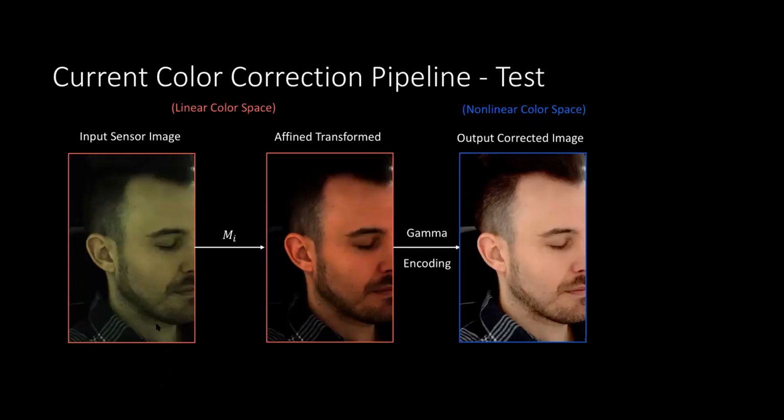At test time, we have an input sensor image, and we have the corresponding transformation matrix already estimated. So we can apply it to get the affine transformed image. But both of these are still in the linear color space. To display it correctly on our monitor, we do the gamma encoding. So we get the conceptually very reasonable, correct image on the right. But it's in the non-linear color space.